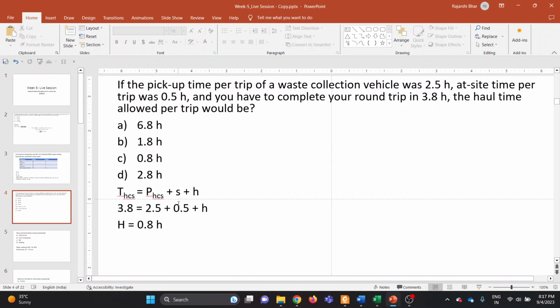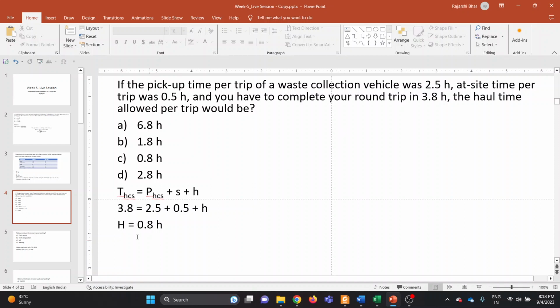Okay, so this particular question was a routing problem based question. You have been provided that the pickup time per trip for the waste collection vehicle was 2.5 hours, the at-site time per trip was 0.5 hours, and the total time to complete a round trip was 3.8 hours. So you had to calculate the halt time.